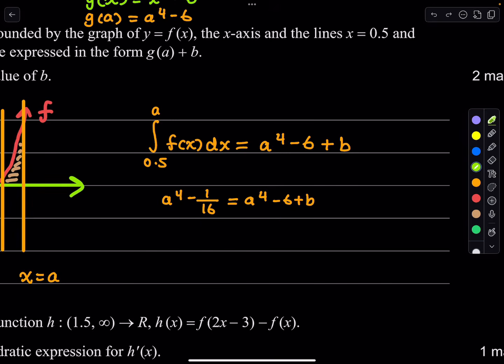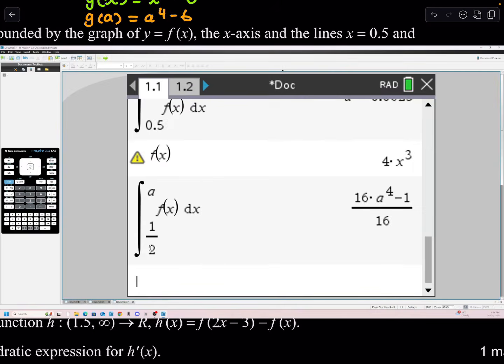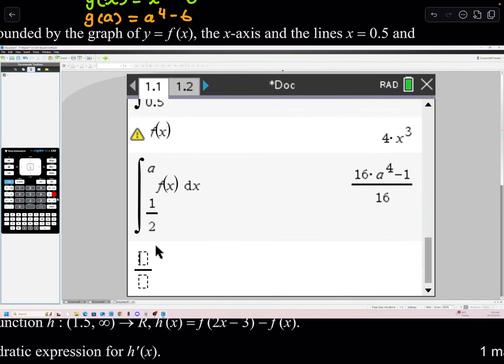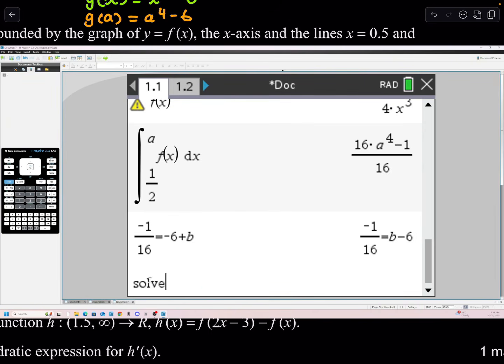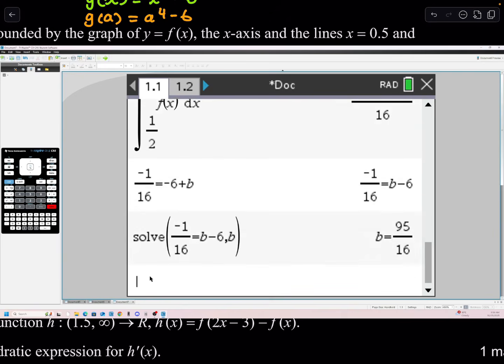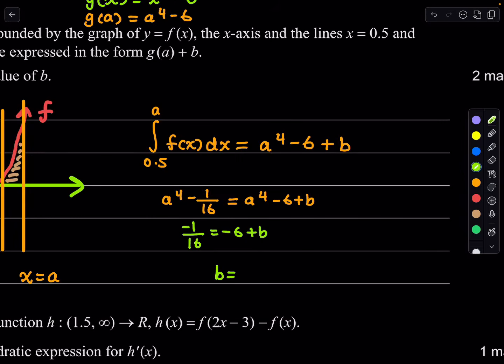So it's going to be negative 1 over 16 equals negative 6 plus b. So let's put this in our calculator and we will get our b value. Easy. So negative 1 over 16 equals negative 6 plus b. And we solve, answer, comma, b, which is 95 over 16. That is your answer. 95 over 16.